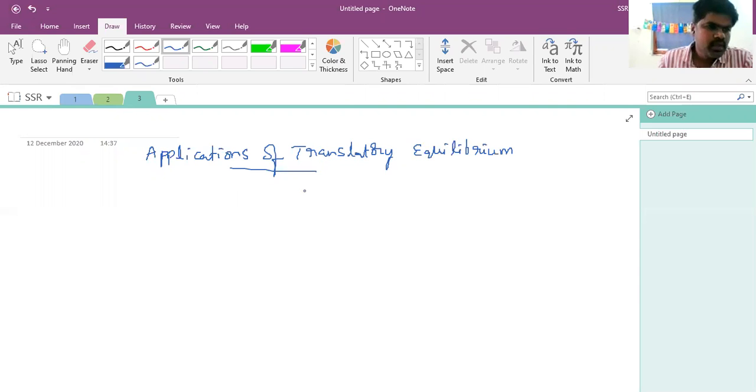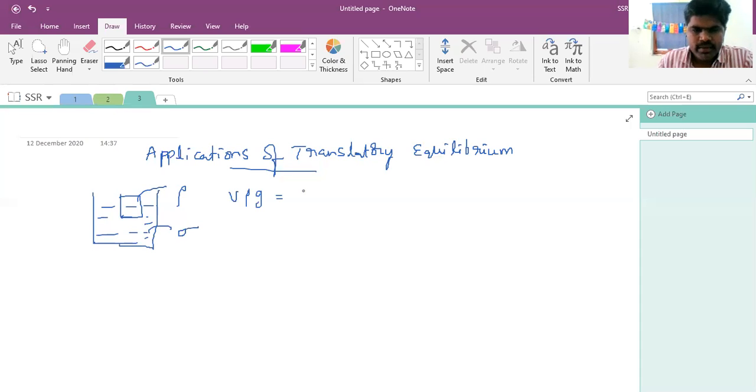In translational equilibrium, we can have certain applications. Applications of translatory equilibrium. Already we said, suppose a solid body of density rho is partially or fully immersed inside a liquid of density sigma. In that case, V rho g is equal to V inside sigma g, that means the weight of the body is equal to the weight of the displaced liquid, where sigma is the density of the liquid and V inside is how much amount is immersed.